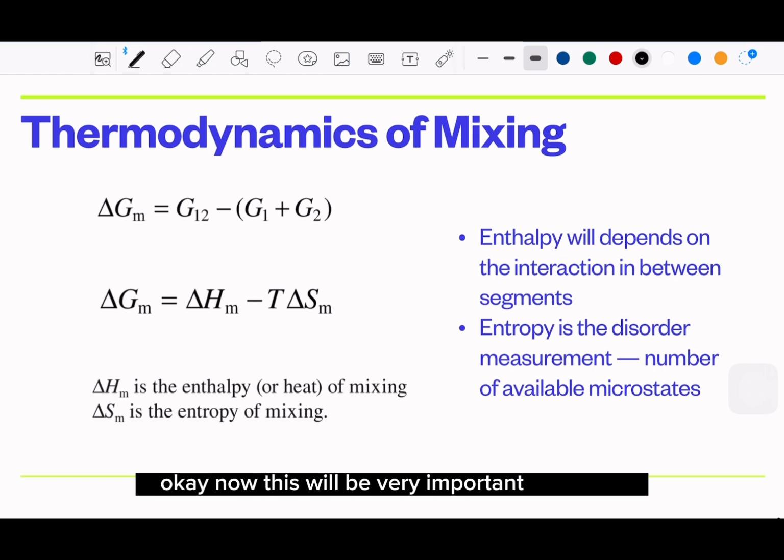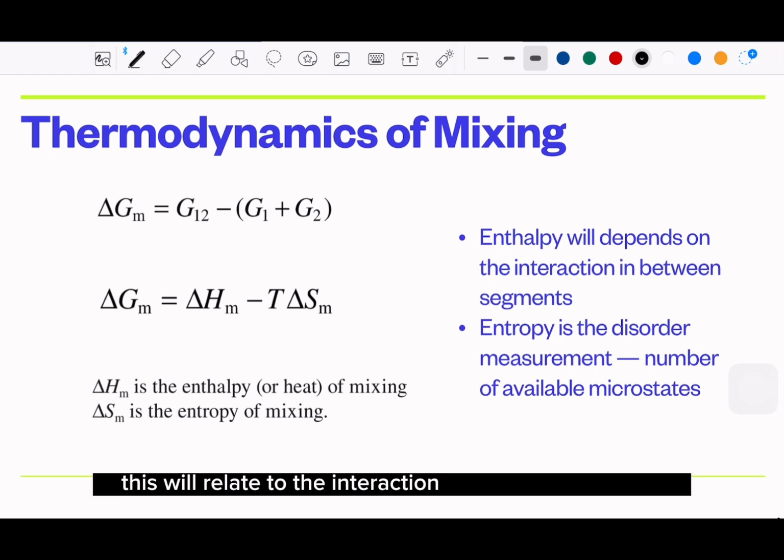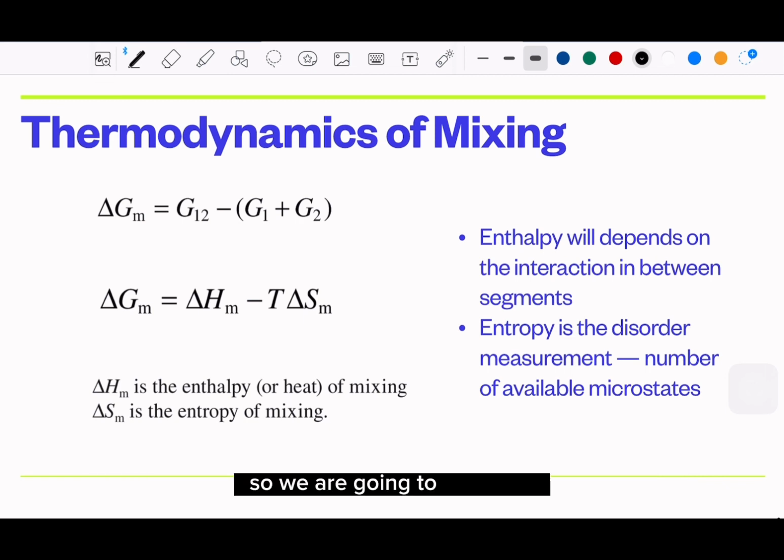Now this will be very important if you are maybe not remembering your basic physics or chemistry, so let me explain it in a more convenient way. Delta H is enthalpy, delta S is entropy. Enthalpy relates to the interaction between segments. So we are going to set some terms which we call interaction. If you take one atom, how many atoms will it interact with? One atom and another atom, how can they interact with each other? Enthalpy relates to the interaction.